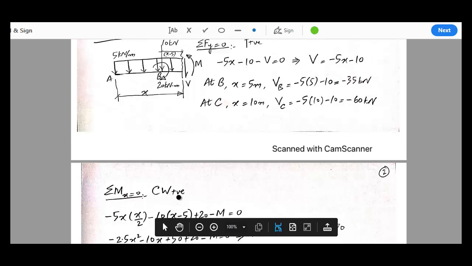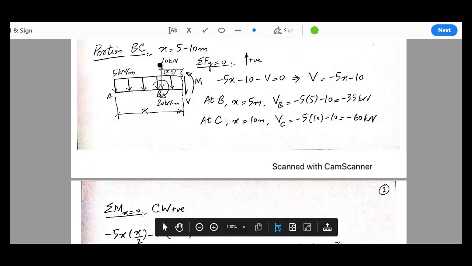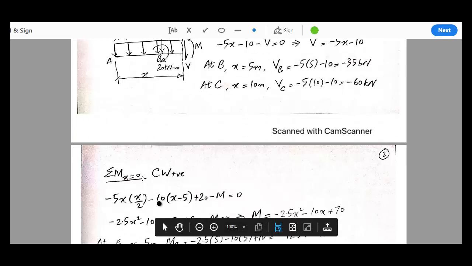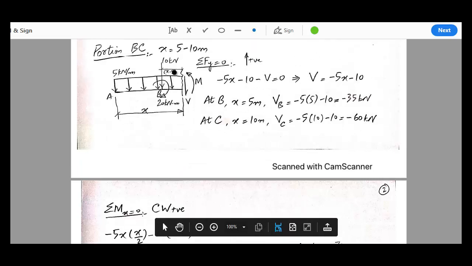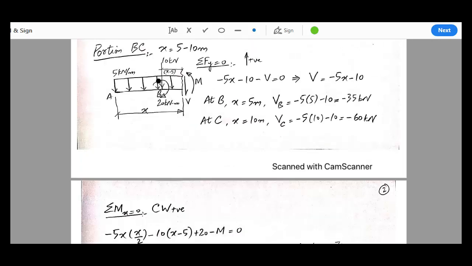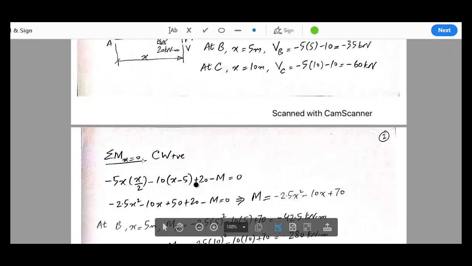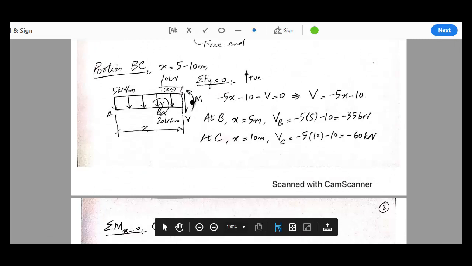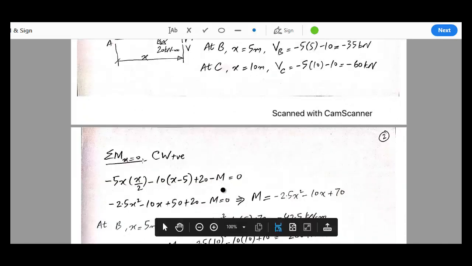And then we have minus 10 into x minus 5. Minus 10 is this 10 kilonewton force which is acting at point B, and it is producing moment in counterclockwise direction about the section. That's why it's taken as negative, and x minus 5 is the lever arm. Here I have marked x minus 5. And then this 20 kilonewton meter, because it's a couple, it will show up in the equation of moment. So plus 20 because it is in clockwise direction, and then minus this exposed moment. That should be equal to 0.